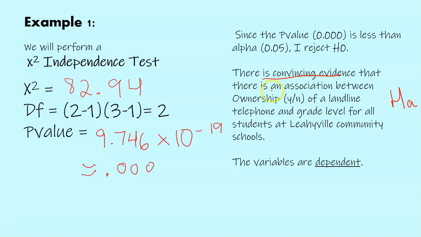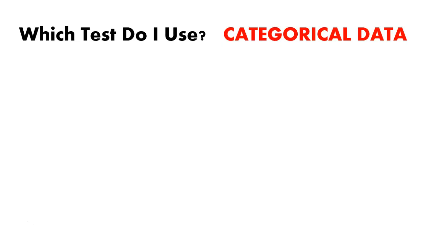Remember, Haas said there is an association between these two variables, the ownership of a landline telephone and the grade level for all students at Leahyville Community Schools. Okay, now if there is an association, that means that these variables are dependent variables within this population of students. All right, so which test do I use?